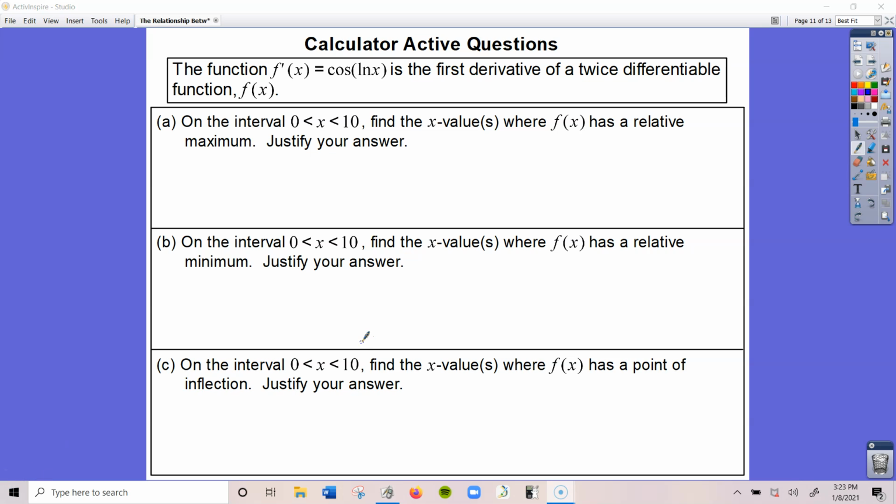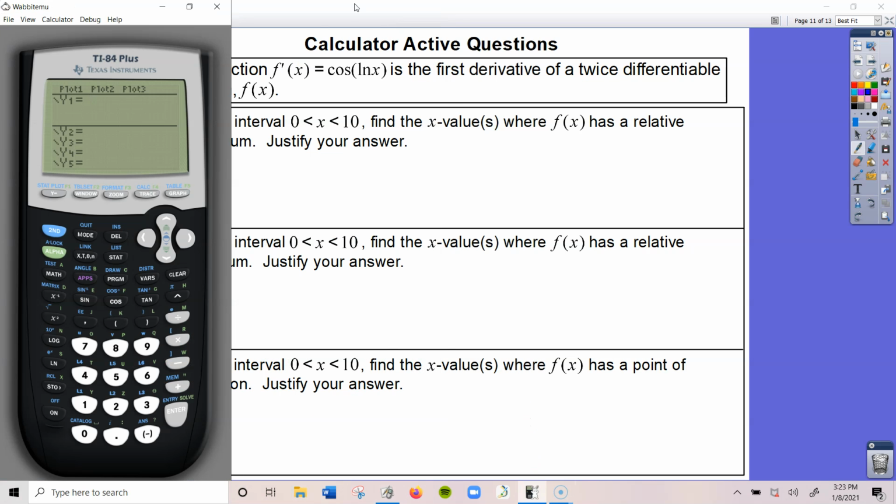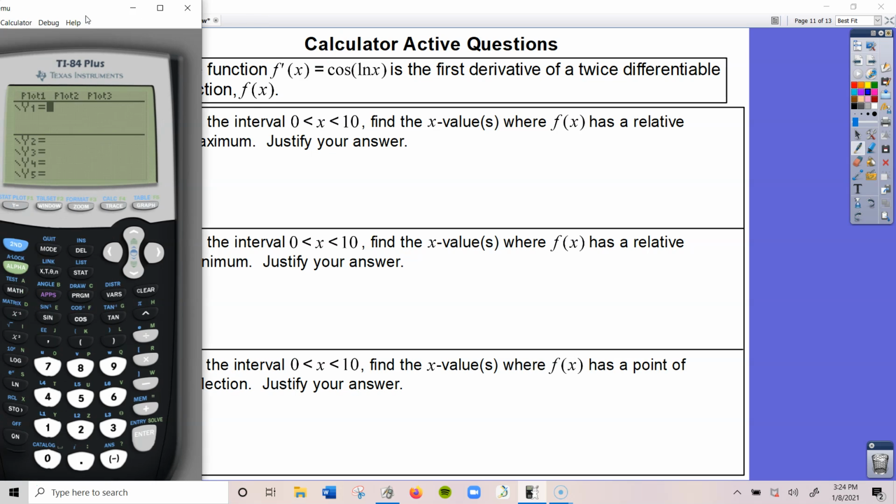Now these questions here are calculator questions, so I'm just going to pull up my calculator. Okay, so this question reads, the function f prime of x is equal to the cosine of ln of x is the first derivative of a twice differentiable function f of x. On the interval from 0 to 10, find the x values where f of x has a relative maximum and justify your answer. So first we're going to go ahead and graph this function.